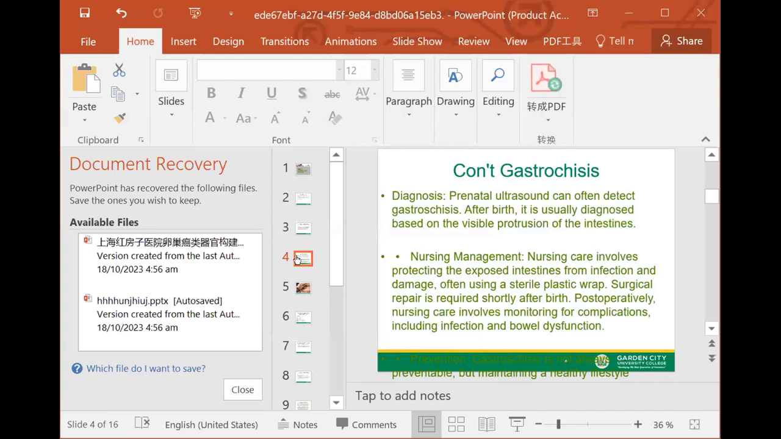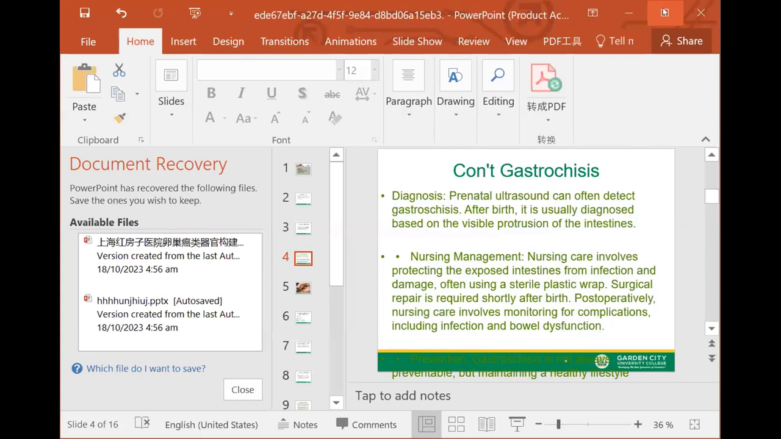Hello, sister. Please, it's gastroschisis. Yes. Thank you, sister. Yes, you can continue.